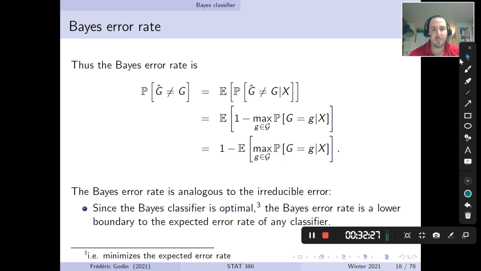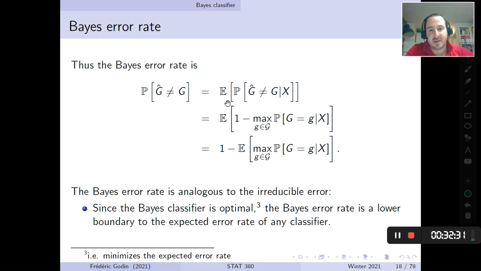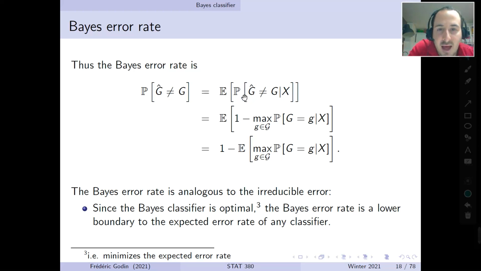Okay, so this unconditional probability of making an error can be expressed as the unconditional expectation of the conditional probability of making an error given x. So basically, the outside expectation would simply entail averaging that conditional probability inside with respect to all possible values of x and weight with the distribution of x.